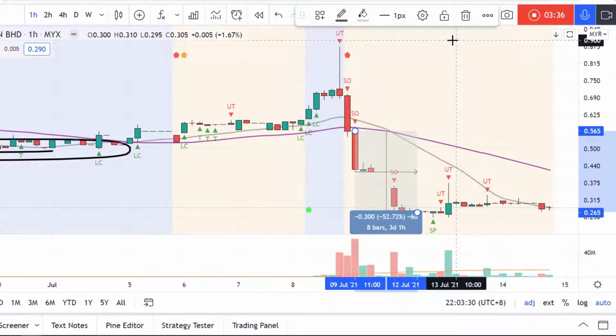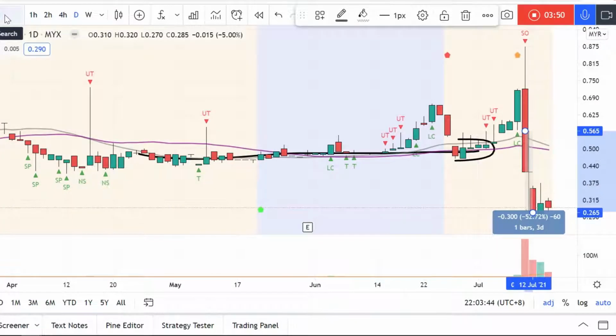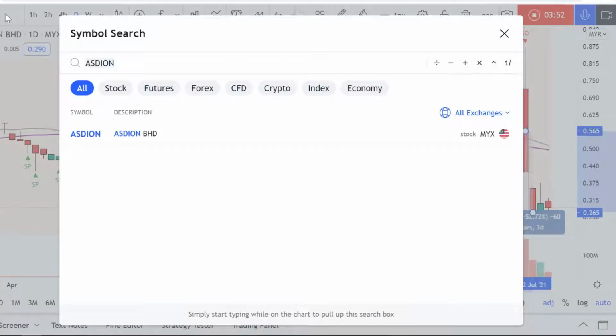I understand a lot of people have been trapped in Asdion too, because from time to time I receive questions about this trade. Later on we'll go back to Pasukhas. Just remember what happened to Asdion after this similar pattern happened.